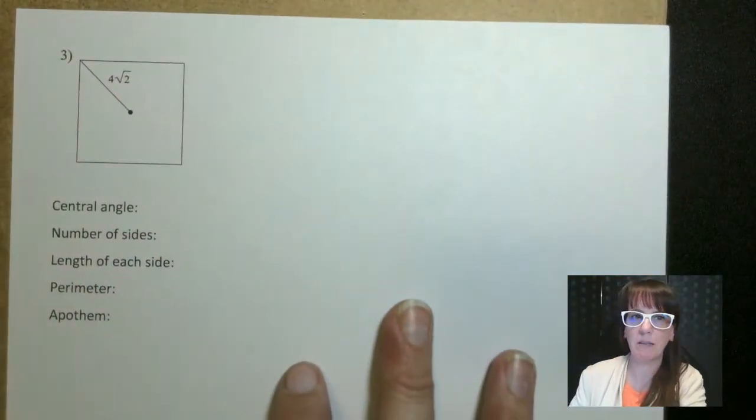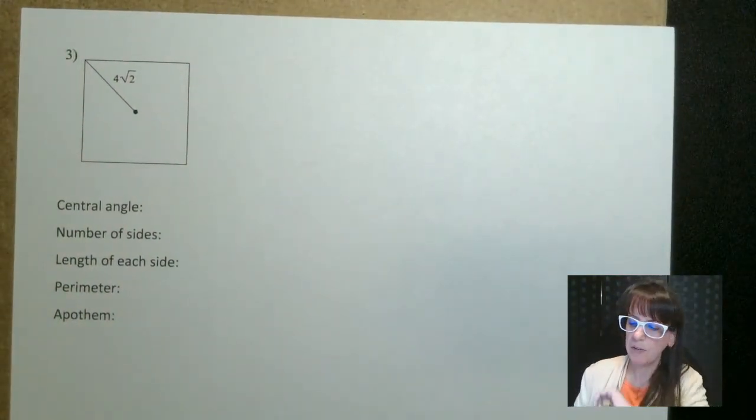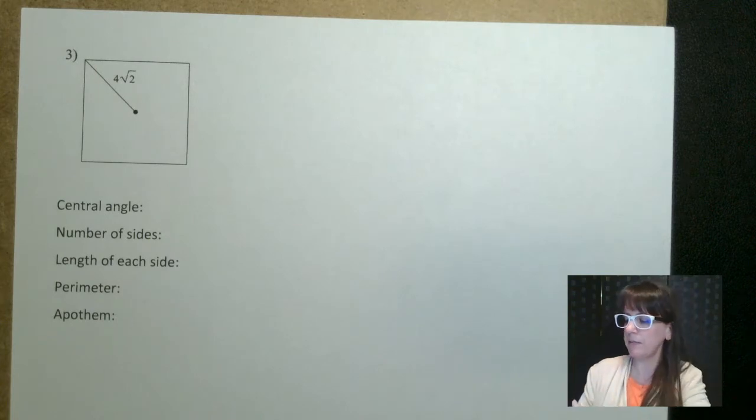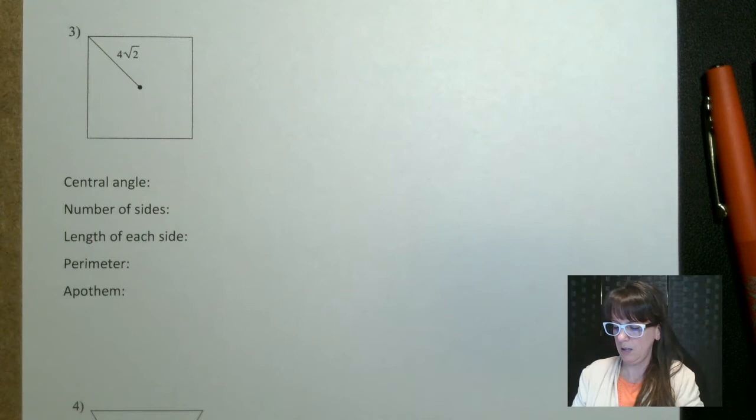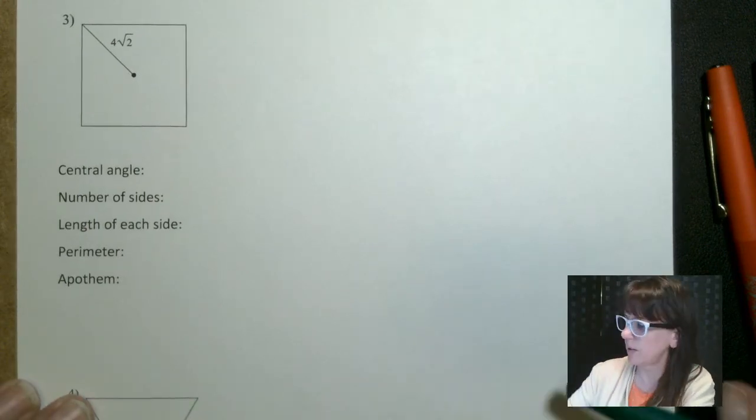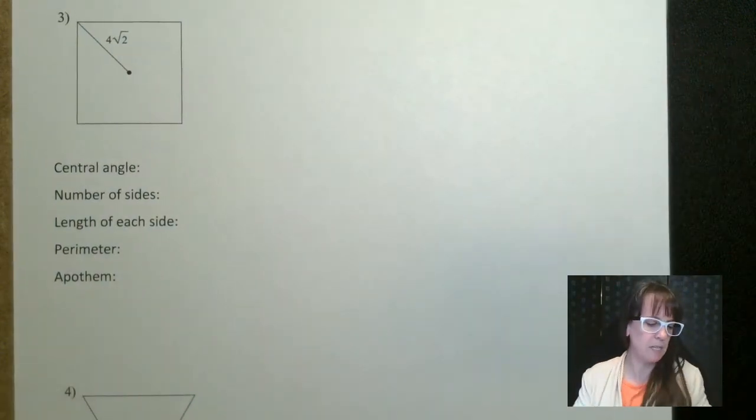So let's take a look at this guy right here. All right, so the first thing we want to figure out, number of sides. Let me find a different color because the vibe is off with that color. Red is very aggressive. I don't know. Okay, we need good vibes here when we're doing math.